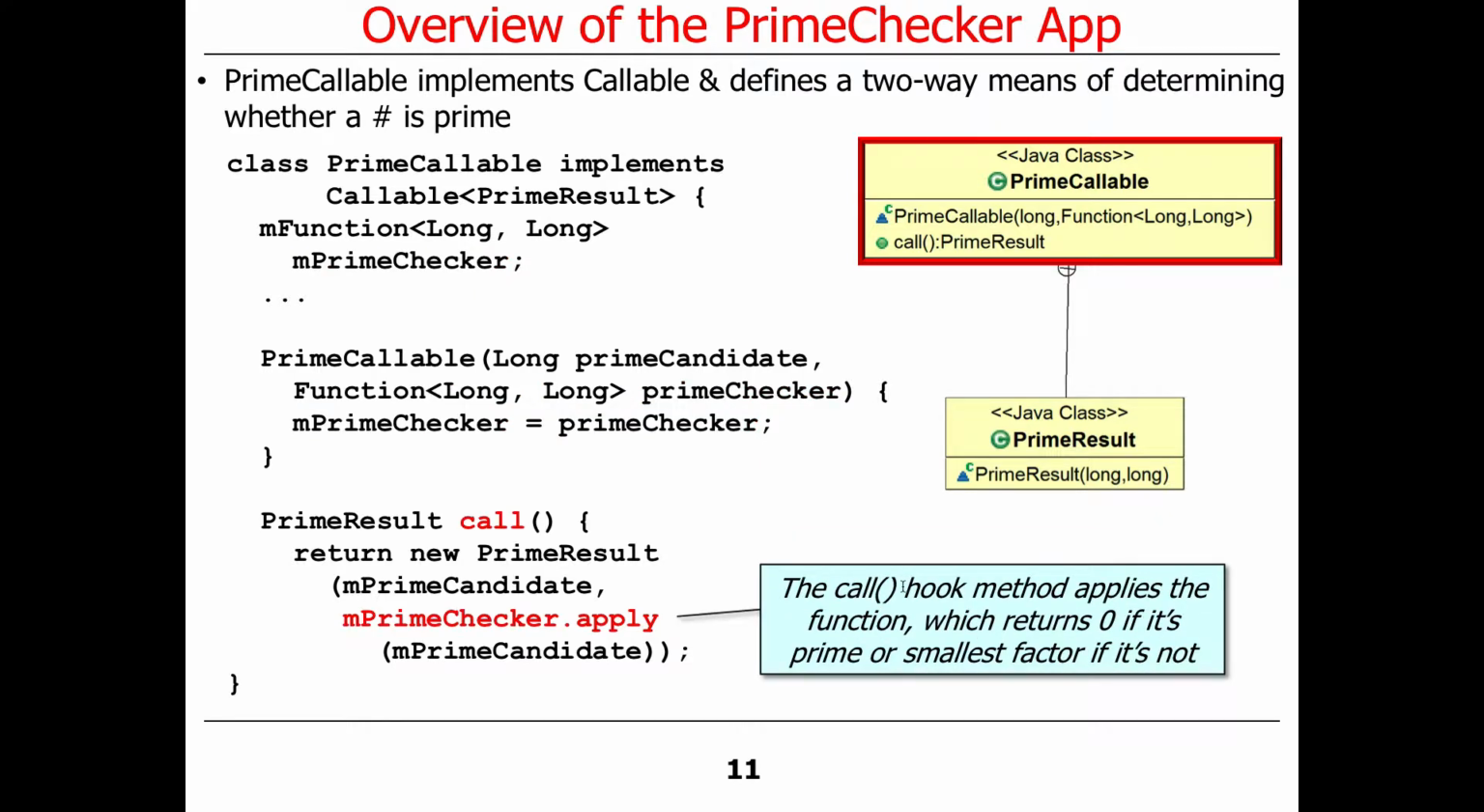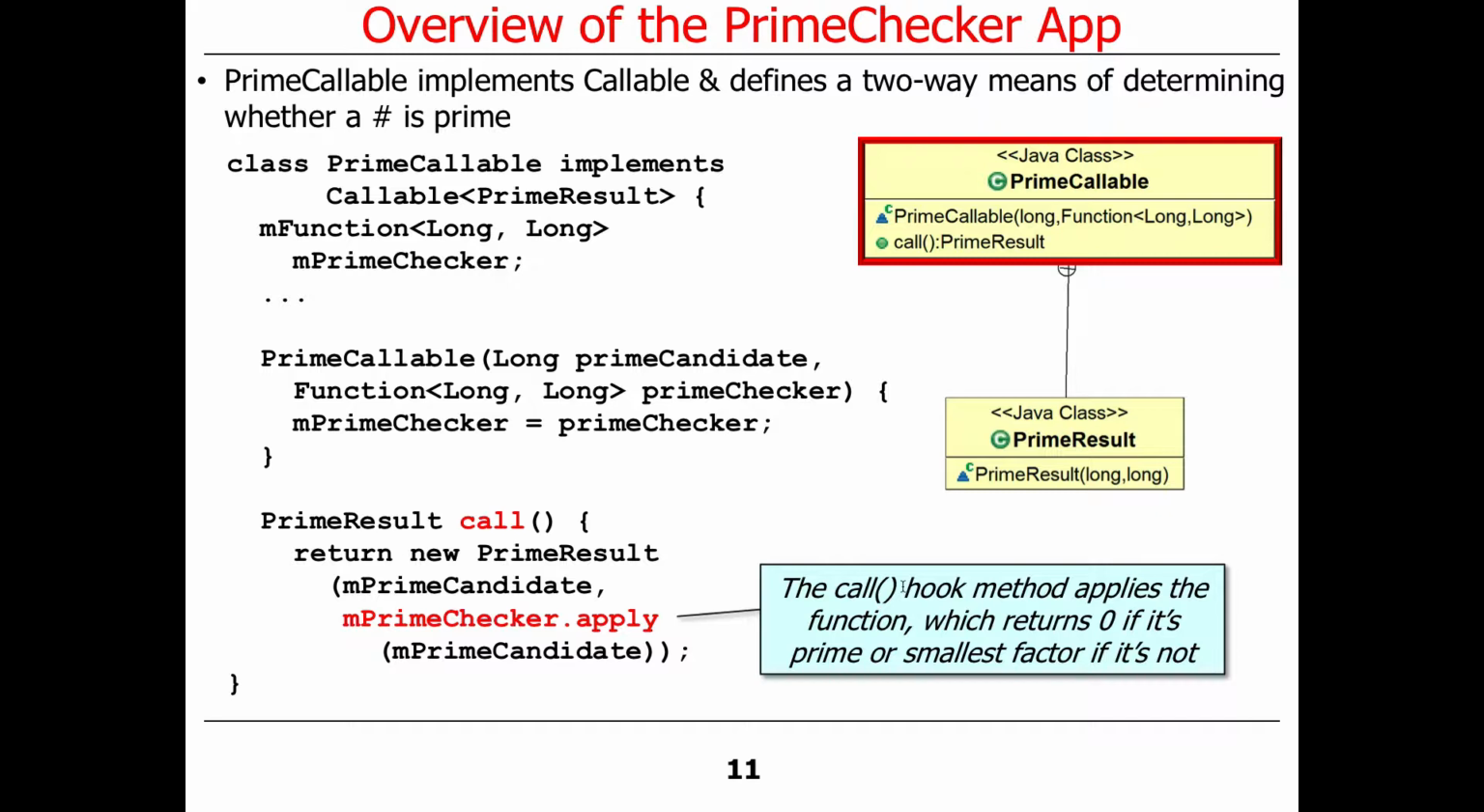This PrimeCallable is going to be placed into the thread pool to run at some point when there's a thread ready to run it. So it'll run in the background. And when it's ready to run, the thread pool will turn around and call the call hook method, which, as you can see, is going to make a new PrimeResult, which is the return value here. And it's going to check to see whether the prime candidate is, in fact, a prime number. And the way it's going to do that, it's going to apply the function that was passed in here. It's going to apply it, passing in the prime candidate.